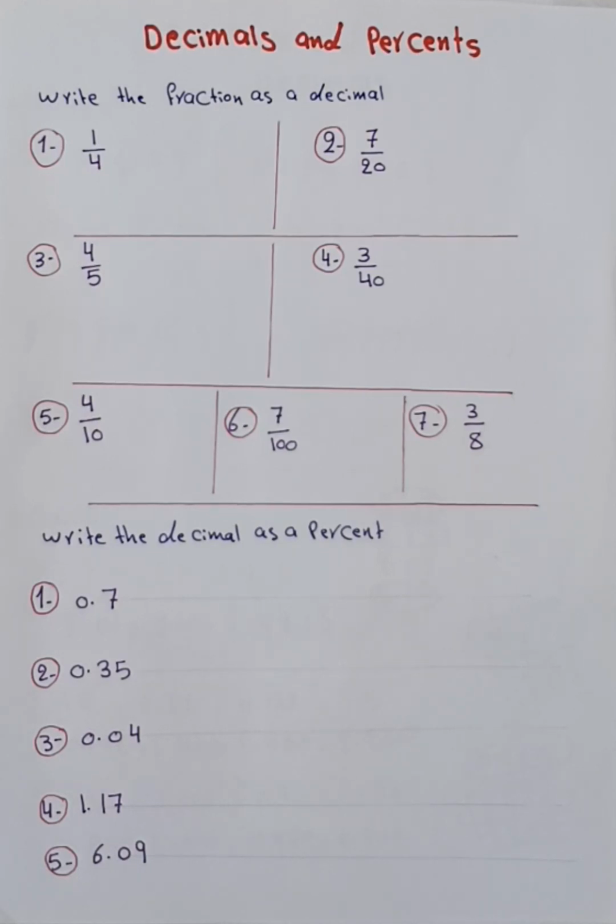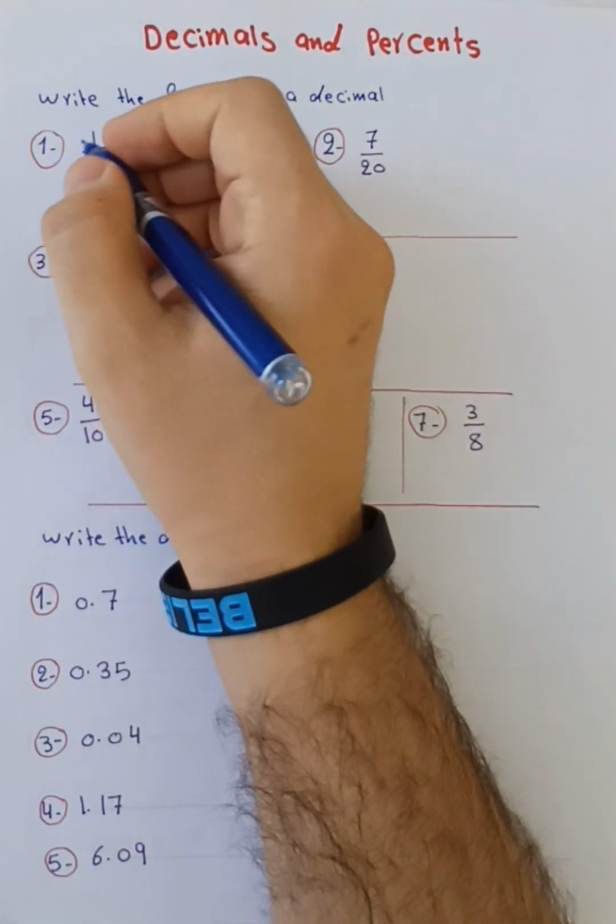For the multiplication way, you have to look at the denominator. If the denominator can be changed to 10 or 100 or 1000 by multiplying, you can use the multiplication way. But if you can't change the denominator to 10 or 100 or 1000 by multiplying, you have to use the division way. Example number 1, you have 1 out of 4.